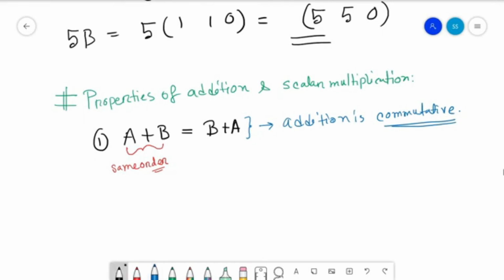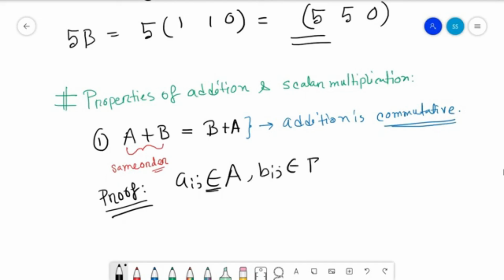The easiest way to prove it is to work in the component notation, or sometimes called the index notation. So from now on I'll be calling this the index notation. So let's say Aij is some element of A. This epsilon here denotes belongs to, that Aij belongs to A and Bij belongs to B. And note that A and B, these are just numbers.